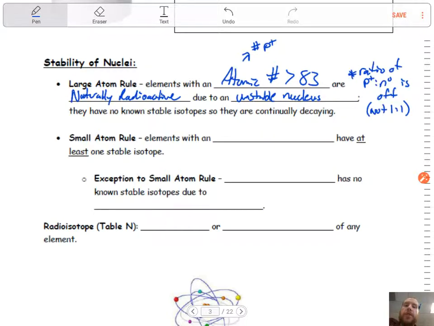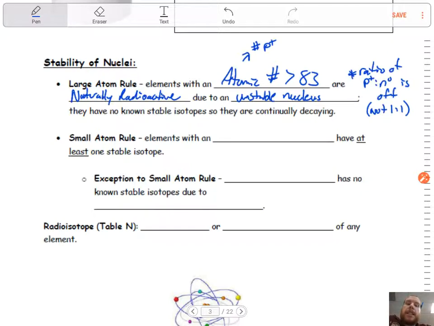Those larger elements, when we get higher than 83, have more and more protons packed into the nucleus. Now you might be thinking, why is that such a big deal? Well, think about protons. What do we know about protons? They're positive, right? What do we know about like charges? Like charges want to repel each other.